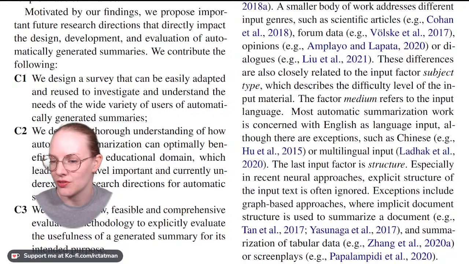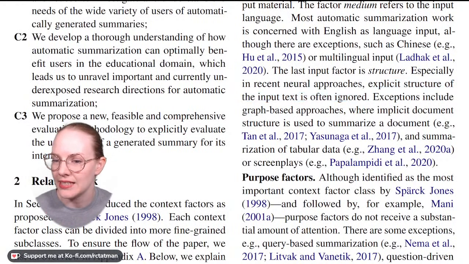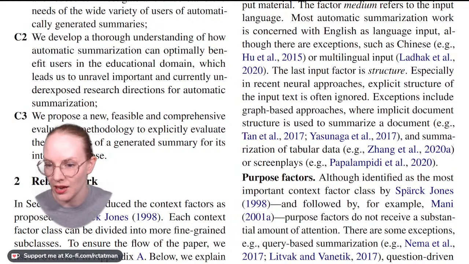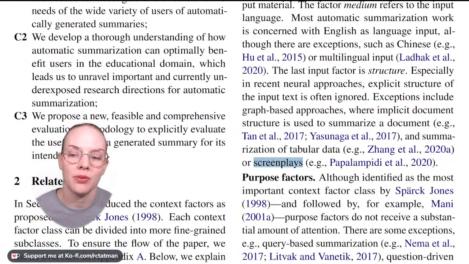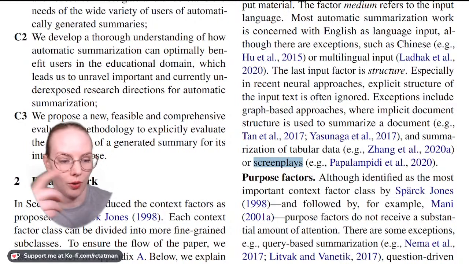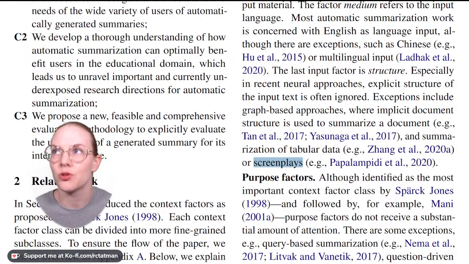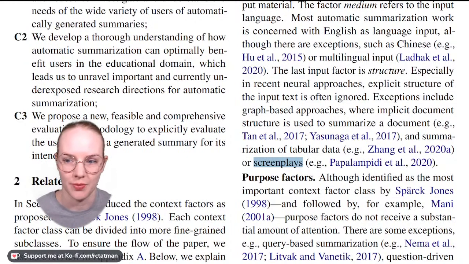The last input factor is structure. Especially in recent neural approaches, explicit structure of the input text is often ignored, so you just treat it like a big long string. Exceptions include graph-based approaches, where implicit document structure is used to summarize a document, and summarization of tabular data or screenplays. The structure in screenplays is that some of the text is descriptions of the scene, some of the text is directions to the actors, some of the text is words that the actors are saying, so they're different types of chunks. Screenplays are also very formalized in how they're written, so even if you're doing OCR, you could probably get a lot of that structure out and not just a big string of text.